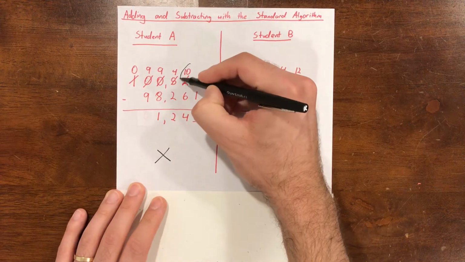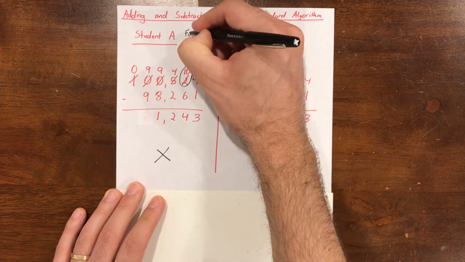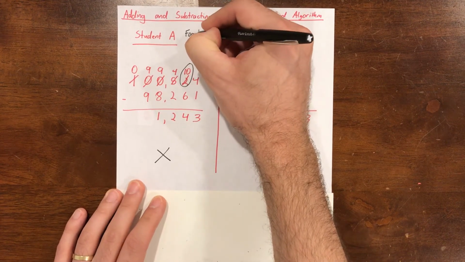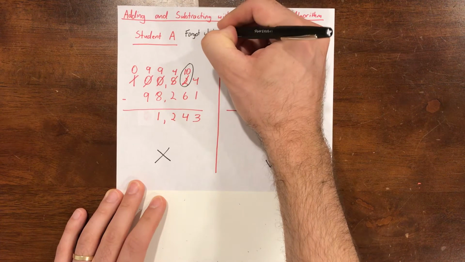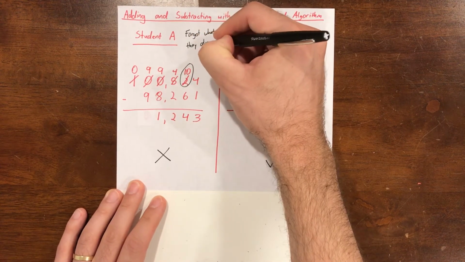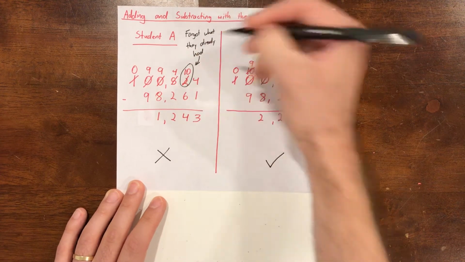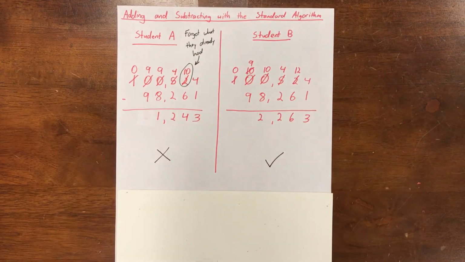I'm going to circle this so we remember. I'm going to put a little note here, forgot what they already had. Great.